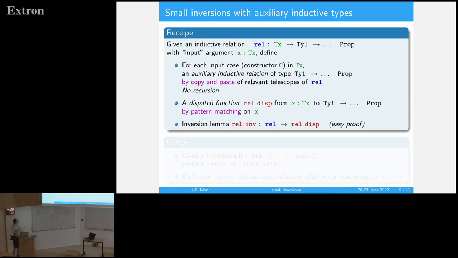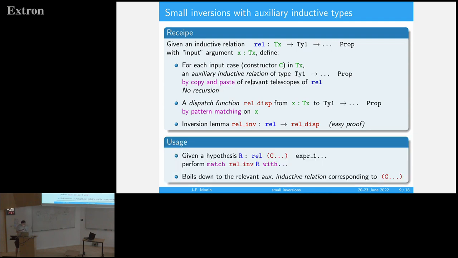Okay, then you can define a dispatch function, or the most important part is that you have to define this predicate here, which is a kind of a new version of R. Okay. And the proof will be very easy that it satisfies this implication. And when you have the previous situation, then you just have to perform a pattern matching against not R but R inf of R, and automatically everything will be very nice.